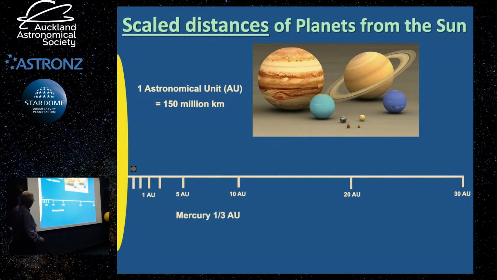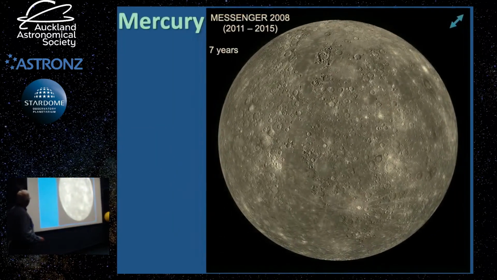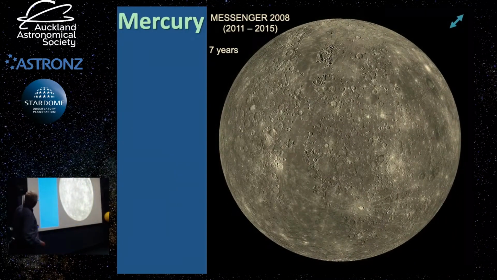And Mercury sits at 1/3 AU. So in other words, it's about 50 million kilometres from the Sun. So let's have a look at Mercury. This here is an image from NASA's Messenger orbiter that orbited Mercury from 2011 to 2015. It took 7 years for Messenger to get from Earth to Mercury. The same distance in the opposite direction, say going to Mars, is only about 9 months.